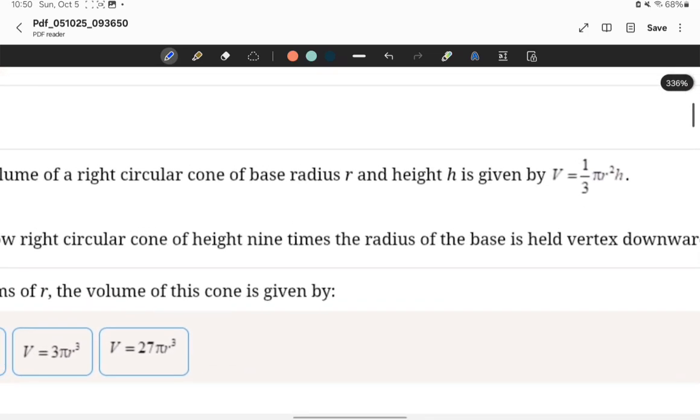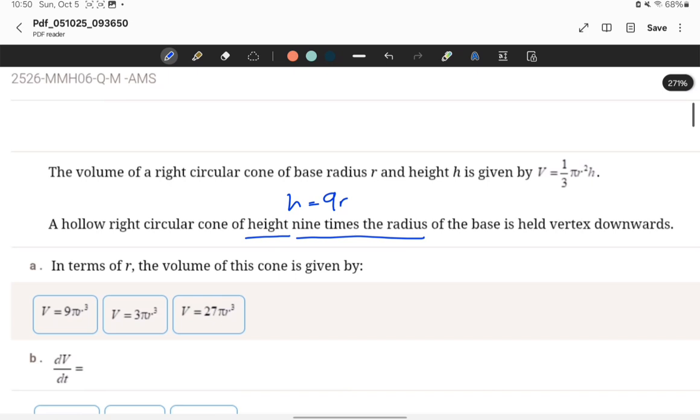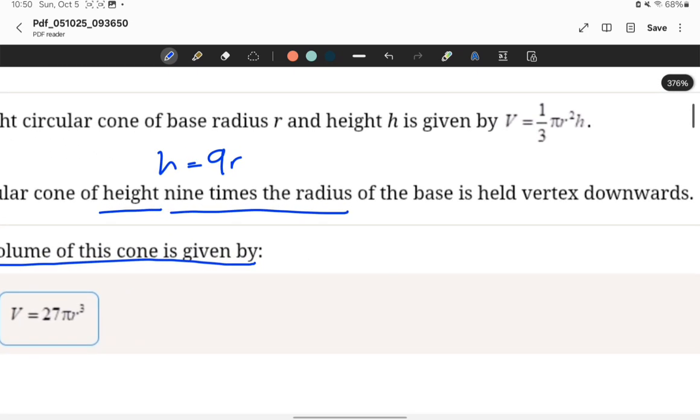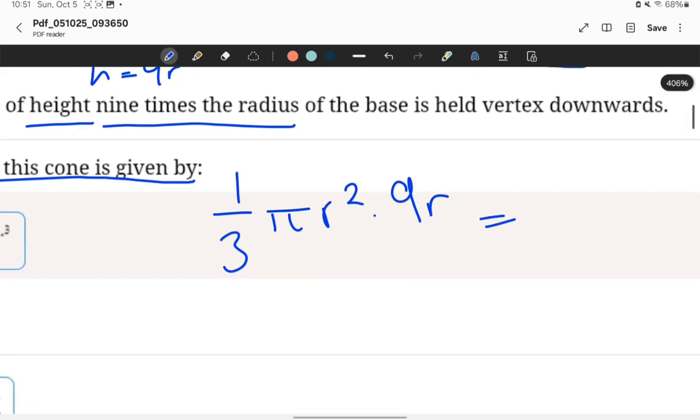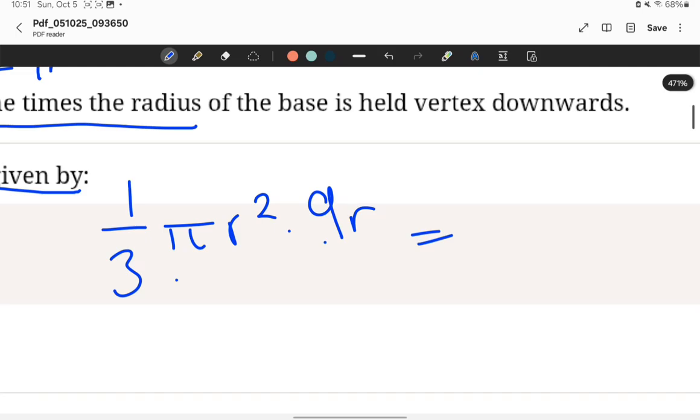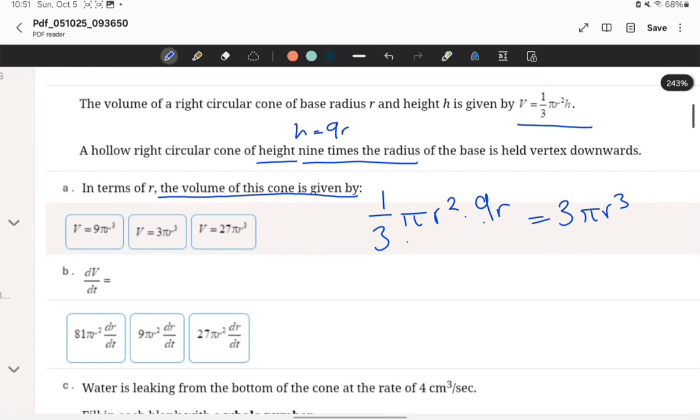So that means our height here is equal to 9 radius, right? 9 times the radius is 9r. Now they want the volume of this cone based on what we have. So we'll just take this equation here: 1/3 pi r squared times the height, which we said was 9r. So we simplify, 9 times 1/3 gives 3 pi r cubed, right? That's the option we choose, 3 pi r cubed.